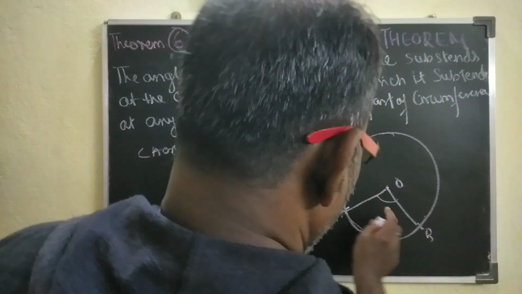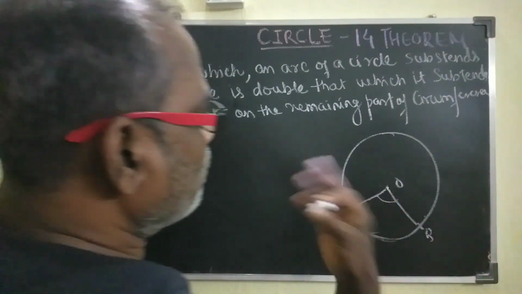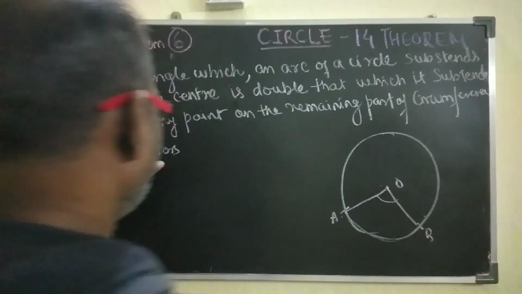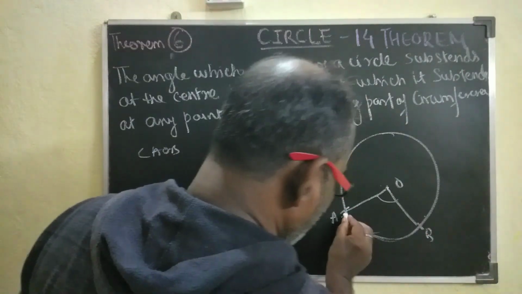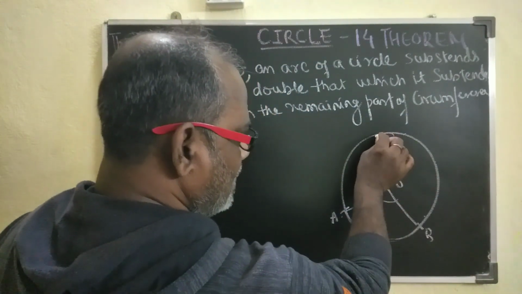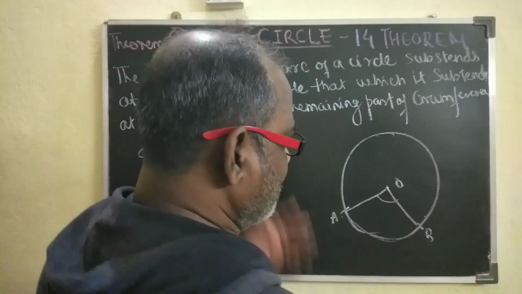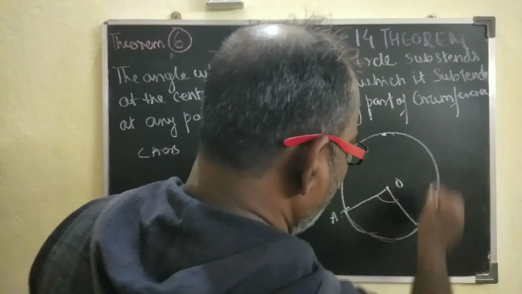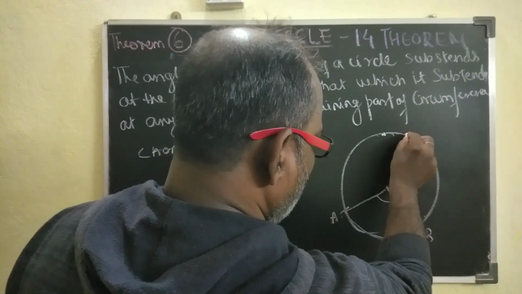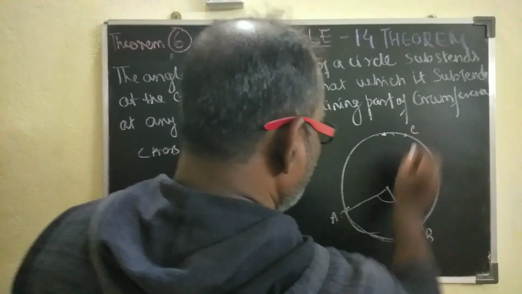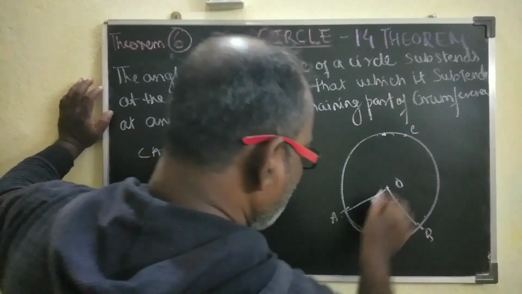Is double, which it subtends at any point. The arc subtends at some point, which can be here, here, or anywhere. So let us take a point over here. Or we consider this point somewhere here. Let us consider the point here A, B, C. Now we have to join this point.